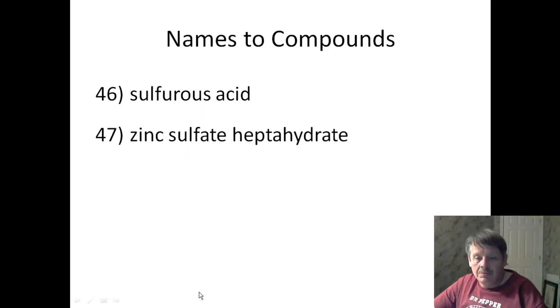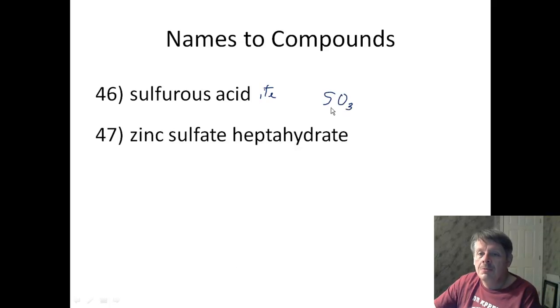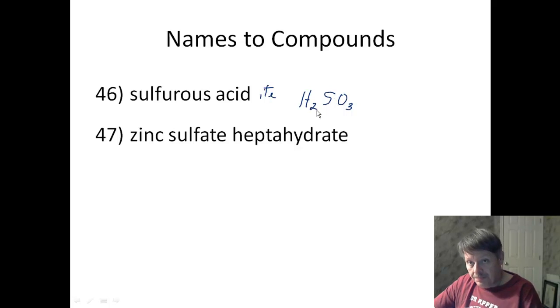All right. And the last couple that I have are sulfurous acid. Sulfurous means I'm looking for an ite. So that would be SO3. Put hydrogen in front of it because it is an acid. And the sulfite ion has a 2- charge. So I start with hydrogen, it has to be H2SO3.